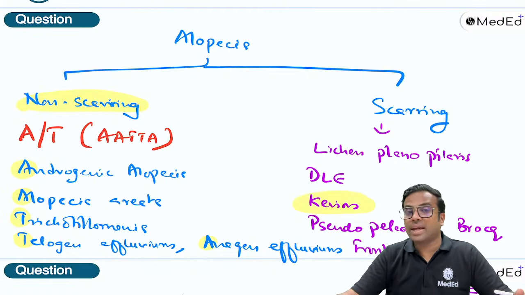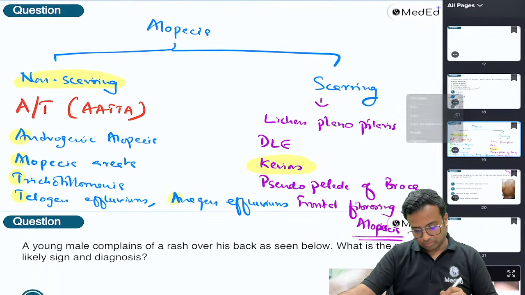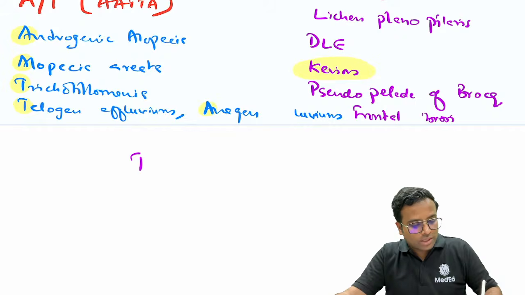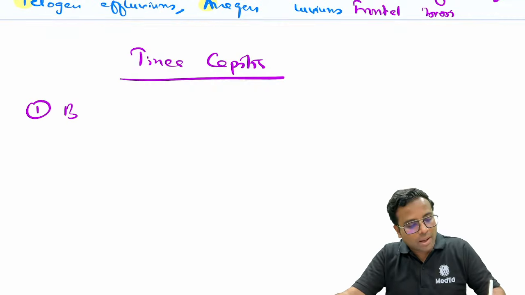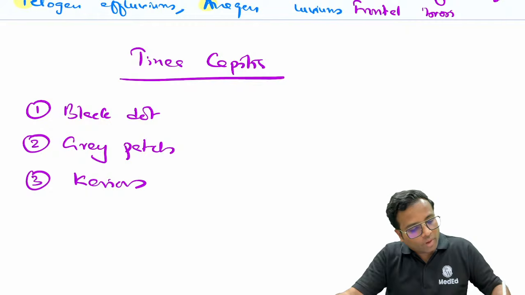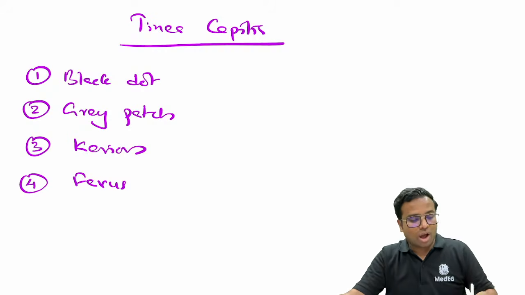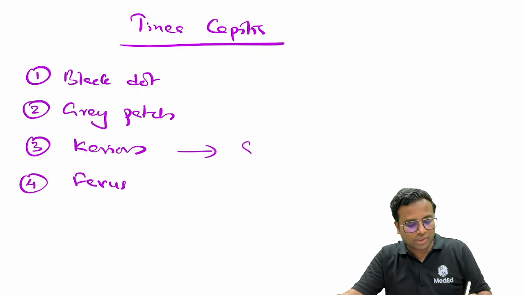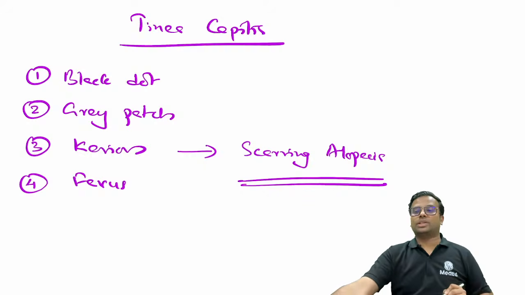Tinea types, favus and kerion. Yes, if you want, you can note it down. Tinea capitis has 4 types: 1 is black dot, 2 is gray patch, 3 is kerion, and 4 is favus. Out of which kerion will lead to scarring alopecia. Clear? So these are the 4 types.